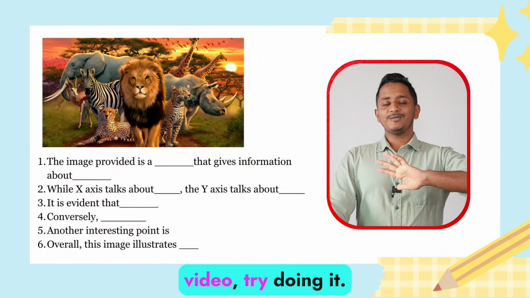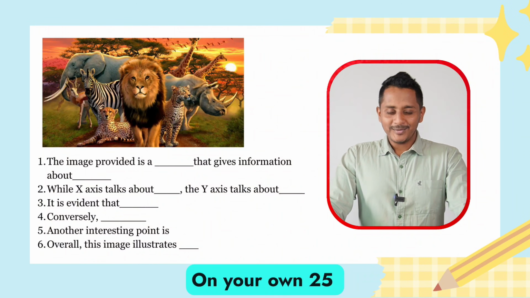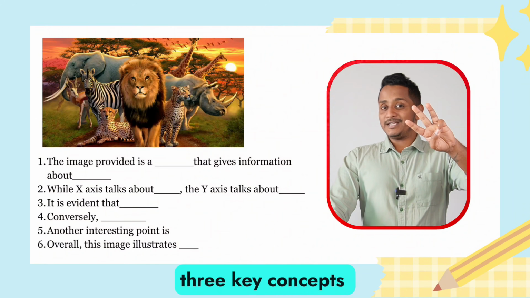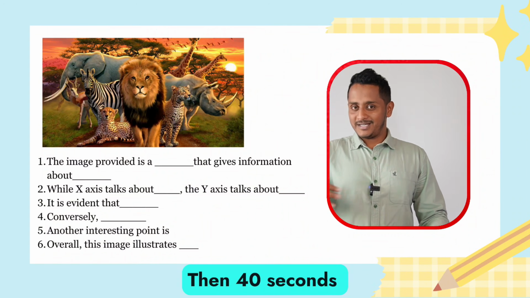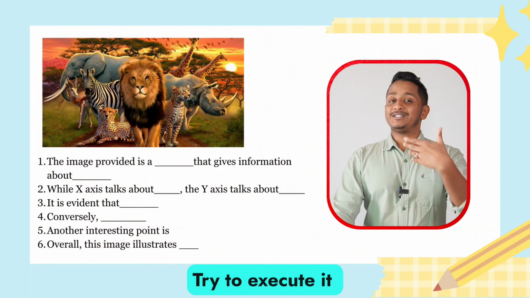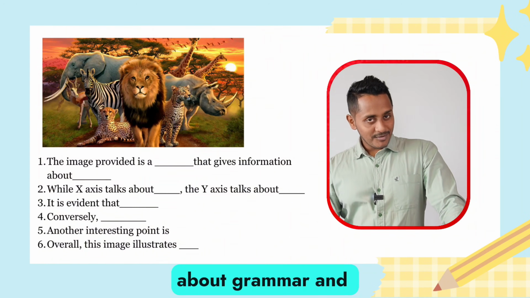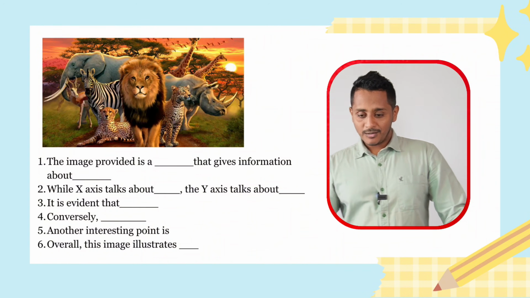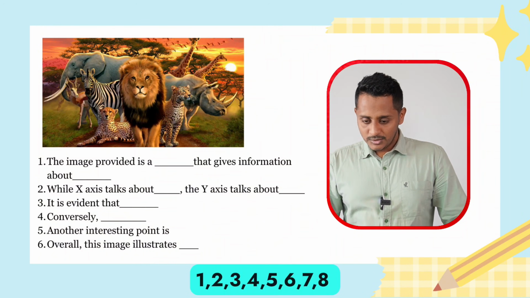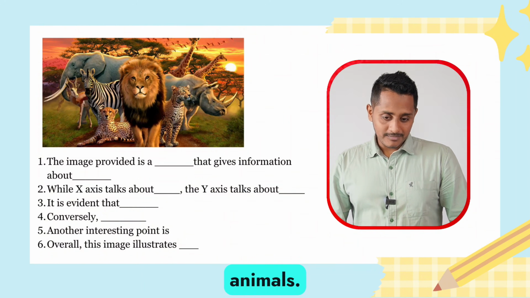You can pause the video, try doing it on your own. 25 seconds preparation time, 3 key concepts, and then speak them or write them if possible. Then 40 seconds. During 40 seconds preparation time, try to execute it without worrying about grammar and logic. Let me help you with this picture. Alright, there are 1, 2, 3, 4, 5, 6, 7, 8 animals.